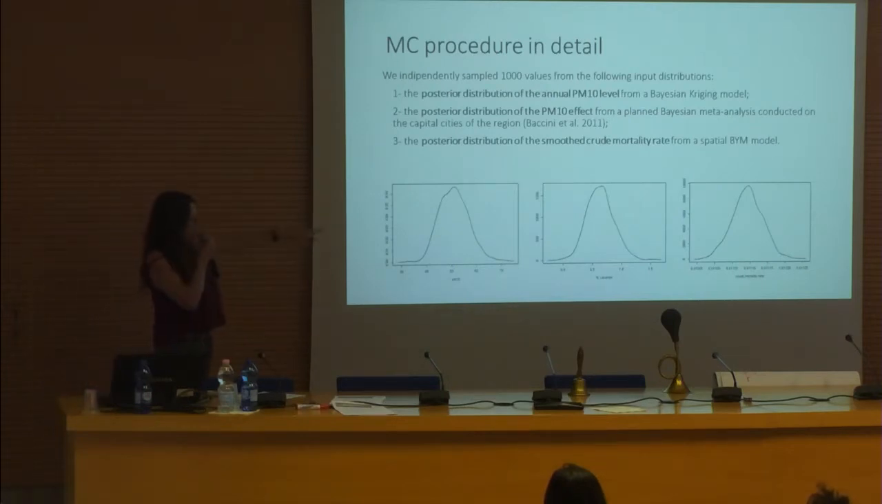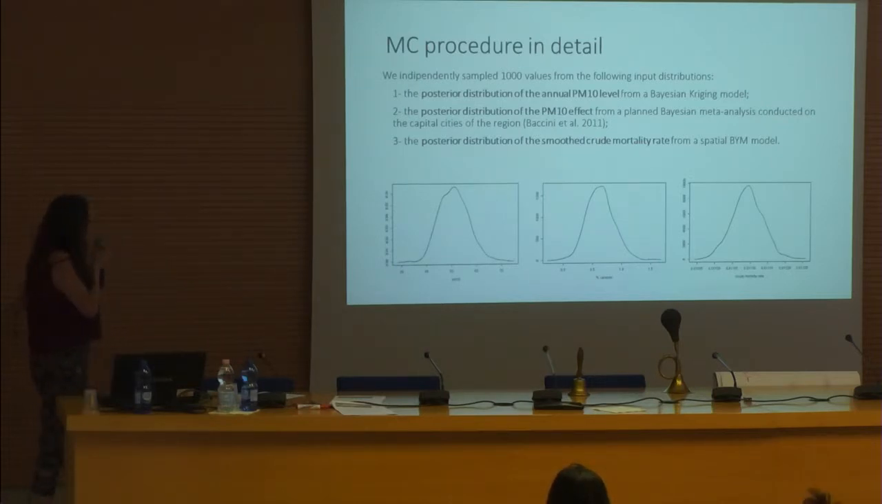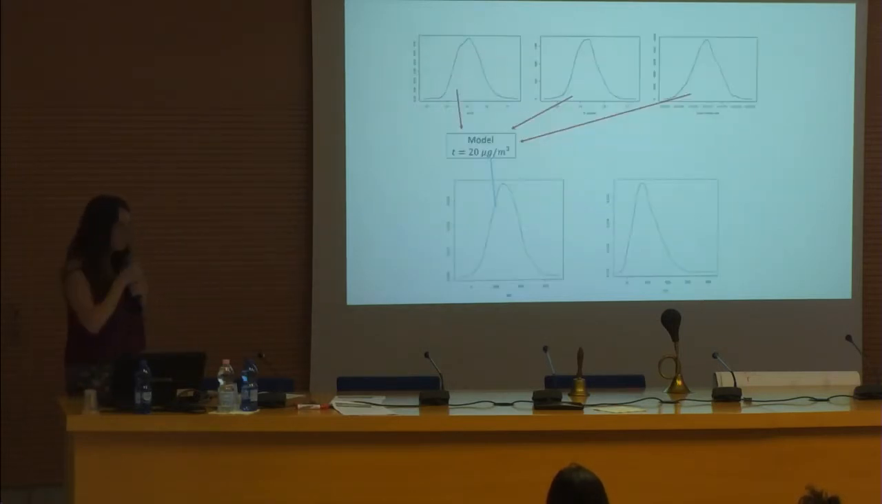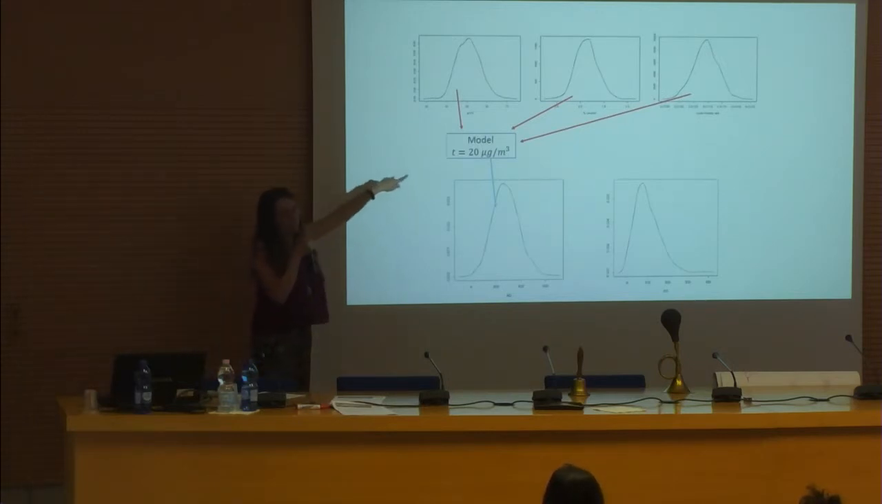These are the distributions for my uncertain inputs. These distributions are obtained from quite complex Bayesian models that I will not describe here. If you want to, you can read the paper to know how we obtained these distributions. Then I sample from these 3 distributions, and according to the model, I calculate the output.